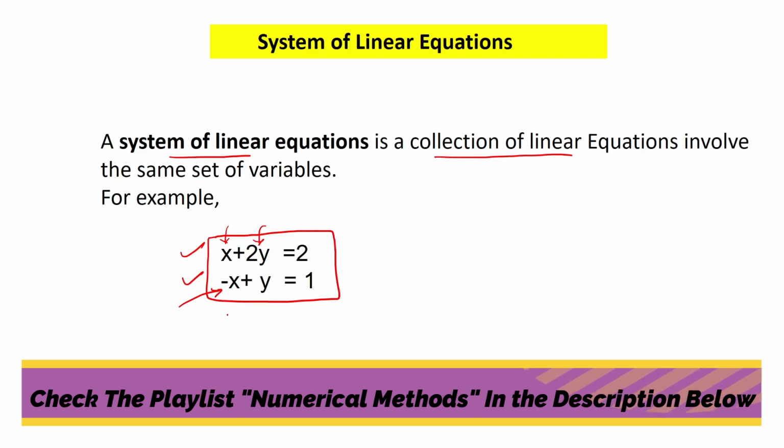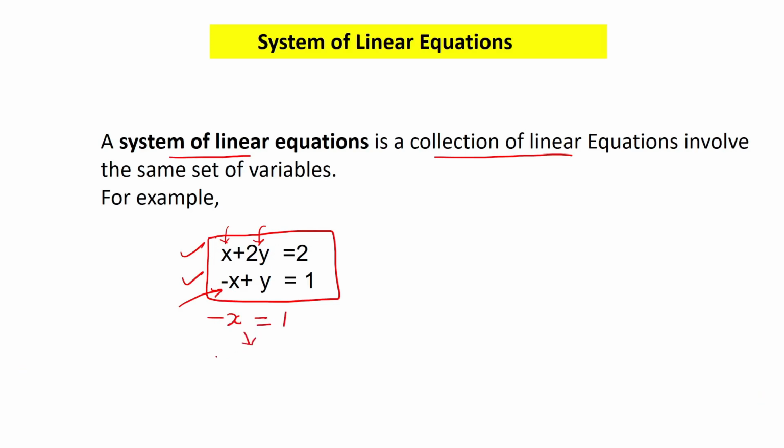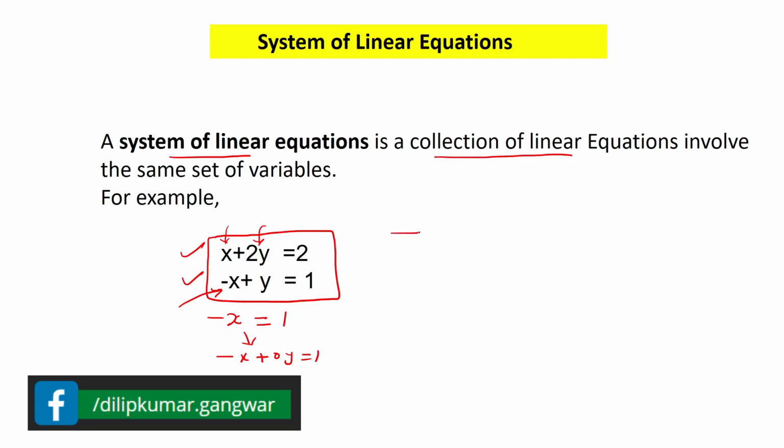The second equation can also be just minus x equal to 1, because this is equivalent to x plus 0y equal to 1. In this way, there can be many linear equations, and the group of those linear equations will be called a system of linear equations or system of simultaneous linear equations.